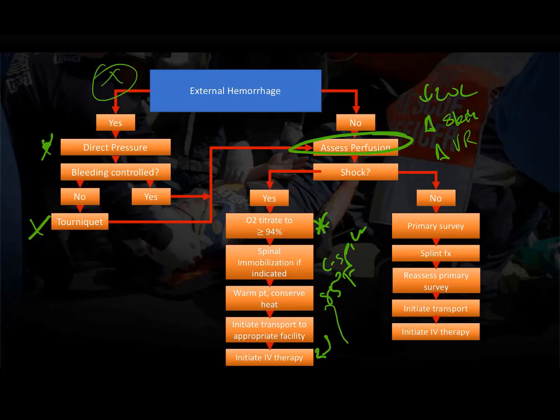When we initiate IV therapy, we want to try and conserve body heat by using warmed fluid that's warmed to 102 degrees Fahrenheit or 39 degrees Celsius. There's lots of ways to do this and many commercial devices to achieve that. Having warm fluid will make a big difference in our patient's progression towards hypothermia.